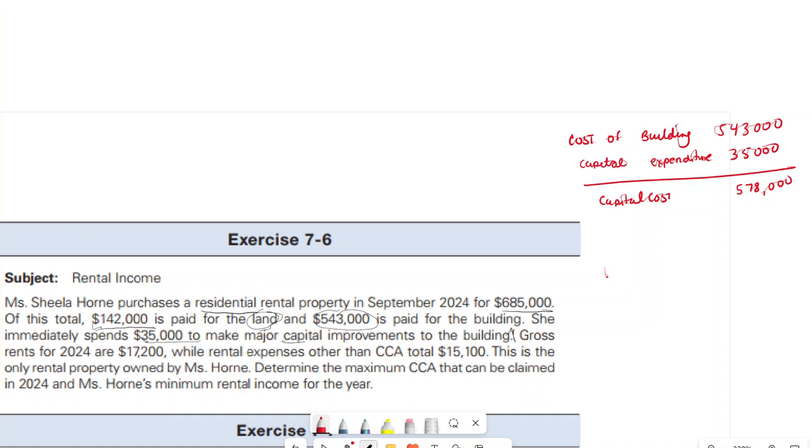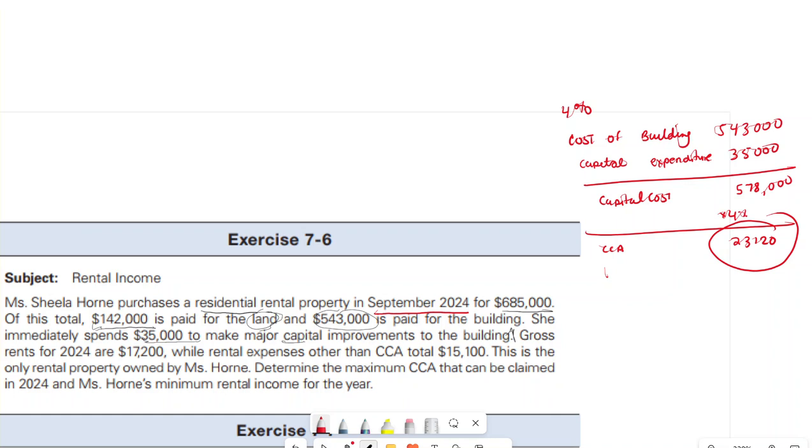First thing we need to do is figure out how much CCA should be charged. In this case, we purchased in 2024. The CCA rate for this class will be 4%. So I'm going to take 4% of that, and it gives you a CCA of 23,120. We want to know, do I take all the CCA or not? But that's the CCA I'm allowed to deduct.